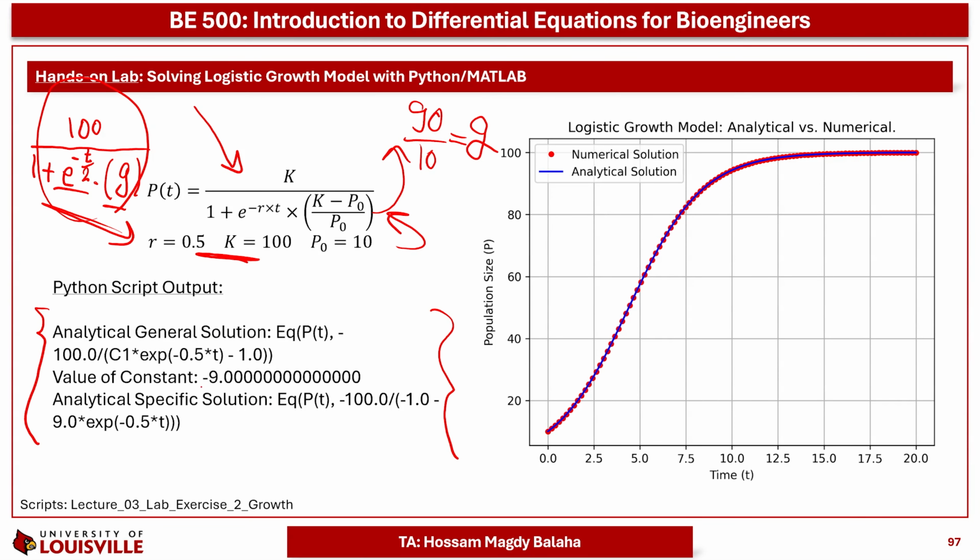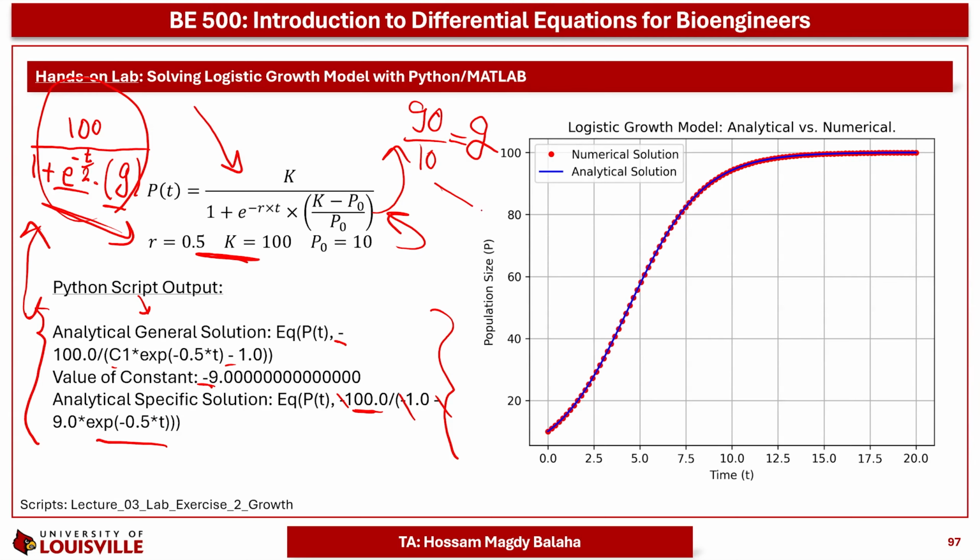Simply, the constant here is negative because in the general solution, they added negative in the numerator, negative in the denominator. So simply, all of them will cancel each other. So the constant is 9. So the specific solution will be 100, because this will cancel this and cancel this, over 1 plus 9 multiplied by the exponential of negative t over 2. So both are the same.